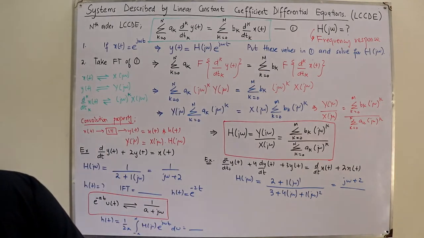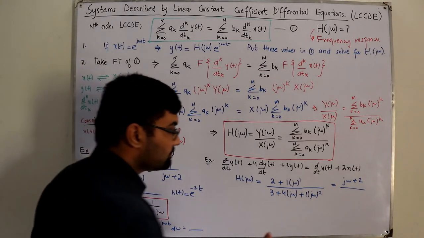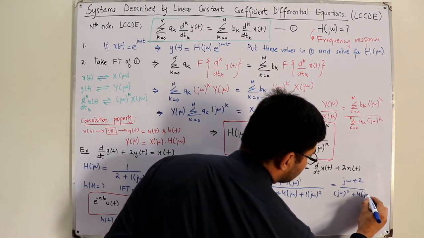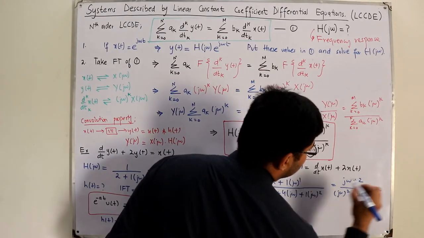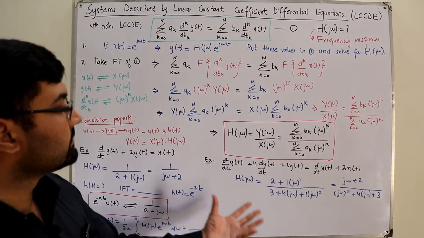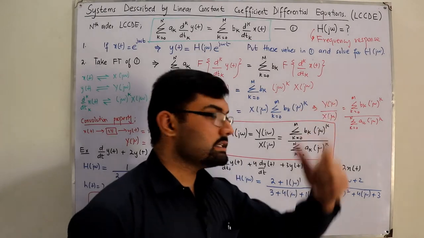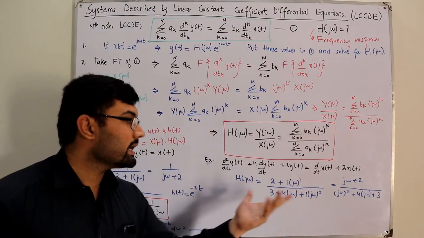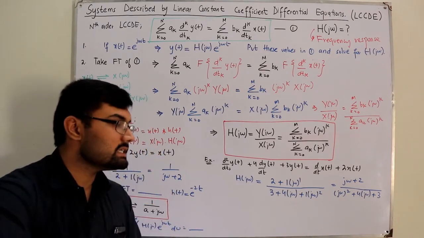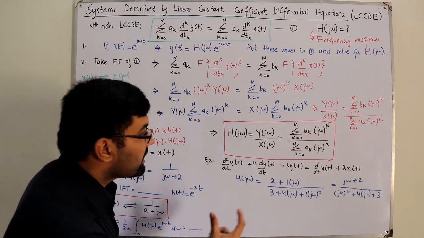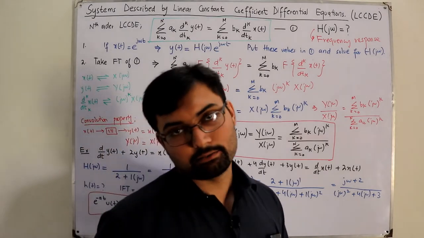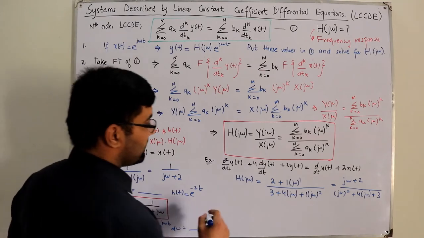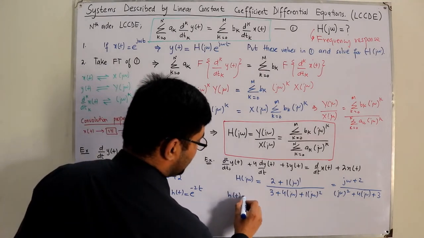And how should I write this? This is j omega squared plus 4 times j omega. Yes, you could write it like this. J omega whole squared plus 4 times j omega plus 3. This is my frequency response of this system. I have calculated it within 10 or 20 seconds. Over here, I'm taking time because I'm explaining it to you. You guys, you understand it, I understand it, can do it within less than 10 seconds. Is that clear? Now again, my corresponding time domain signal h of t is unknown.